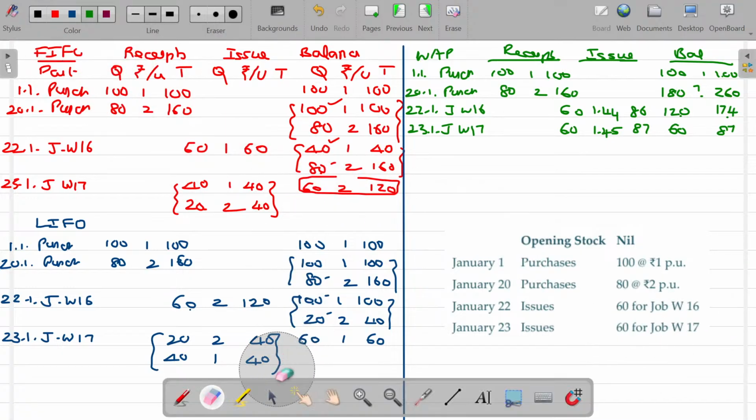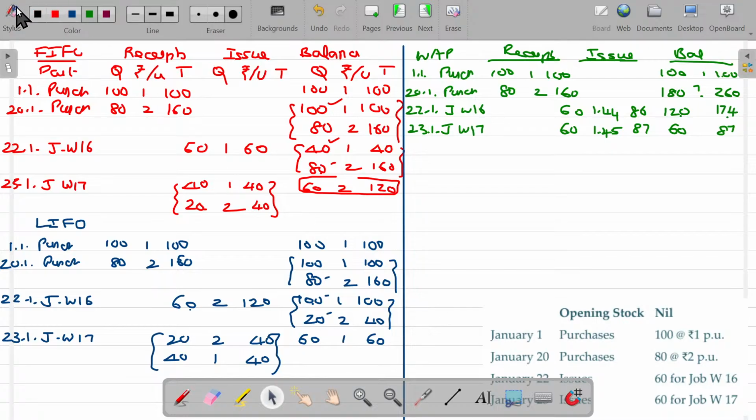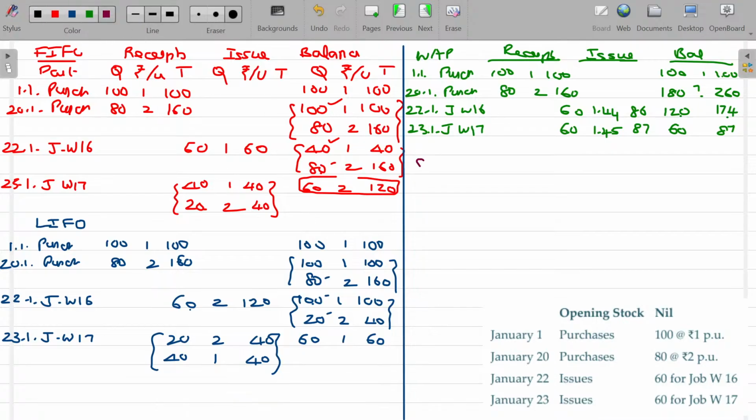What happens if I follow the simple average pricing method? Under the simple average pricing method, on 1st Jan you have purchases being 100 units at rupee 1 each, 100. Closing being 100 units at rupee 100. Again 20th Jan, you purchased a further 80 units at rupees 2, 160. Closing you have 180 units. We never bother about the rate here. The value being 100 plus 160, 260.